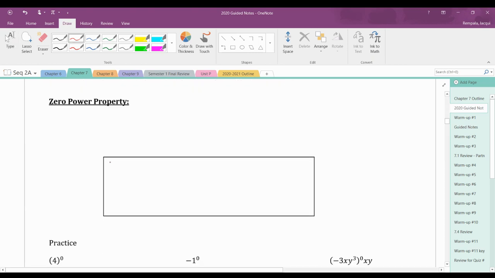Here is our definition. It says, let x be a non-zero number. If something is non-zero, it means that it can be any number except for zero. If that is the case, we know that x raised to the power of 0 is going to equal 1. And once again, x, which represents our base, will never be 0 because it is a non-zero number.